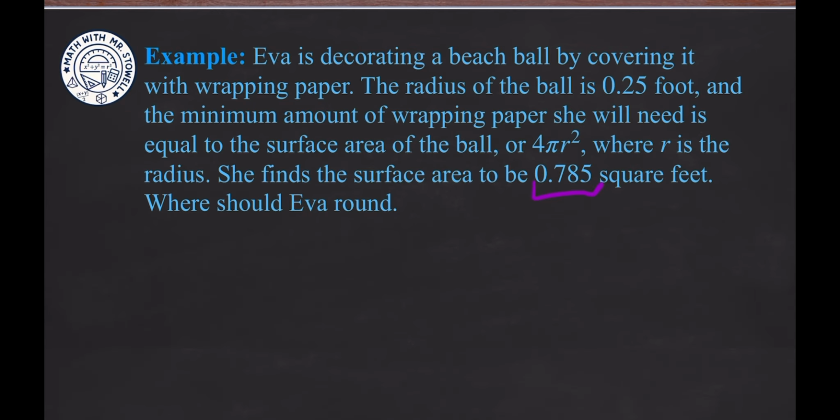But for the sake of this question, we look at what she started with. A lot of the times we want to round to the same amount of decimals that we started with. So in this case, we have 2 decimals. So we want to round this to 2 decimals. So this would be 0.79. A lot of times we just round to the same number of decimals we started with at the beginning of this question.